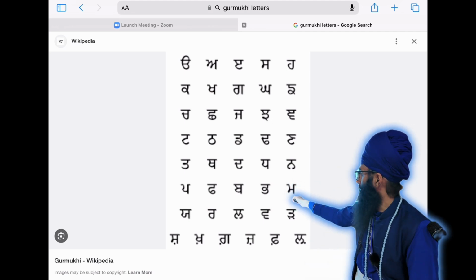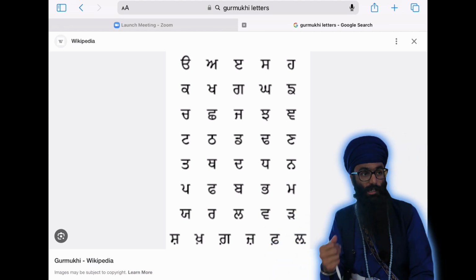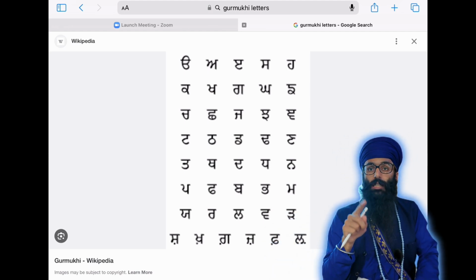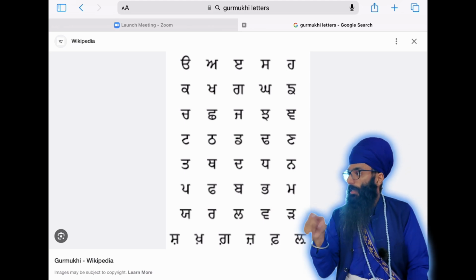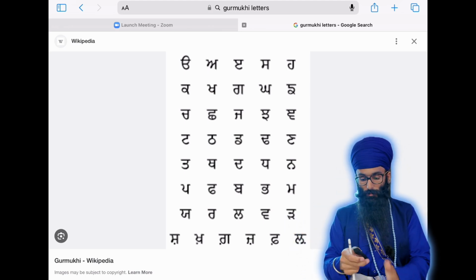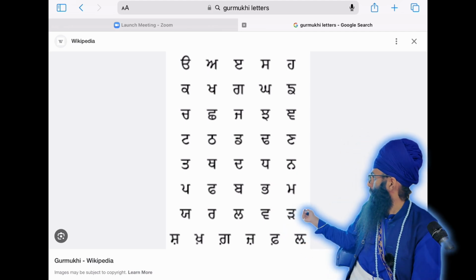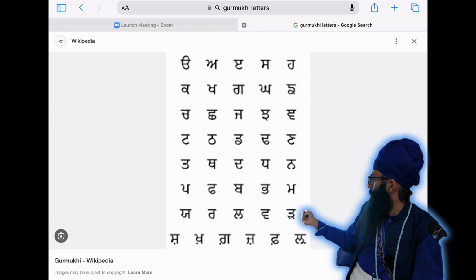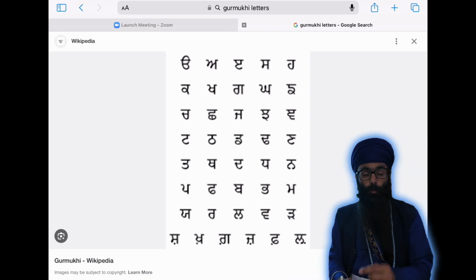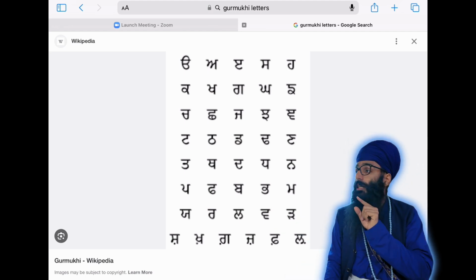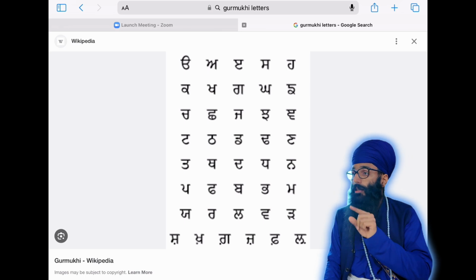Make sense? Next, Tavarg. All these letters are made by flicking your tongue. Ta, Tha, Da, Dha, Na. Make sense? That's why it's called a varg. A section of your mouth is being used. Last but not least, we have two more. The next varg is all with your tongue between your two teeth. Ta, Tha, Da, Dha, Na.